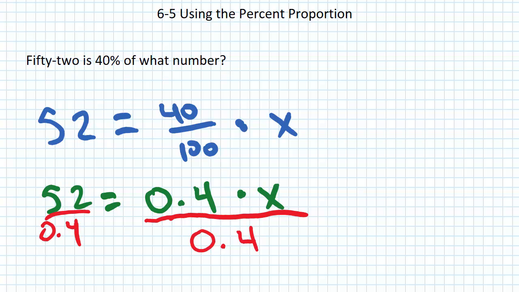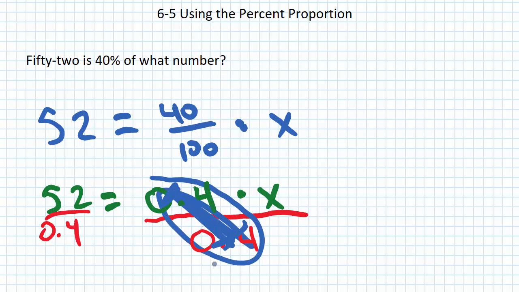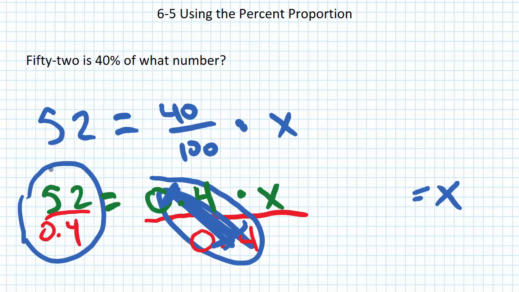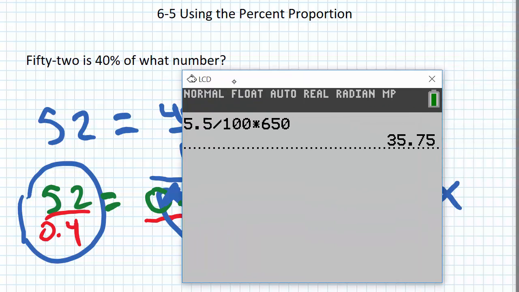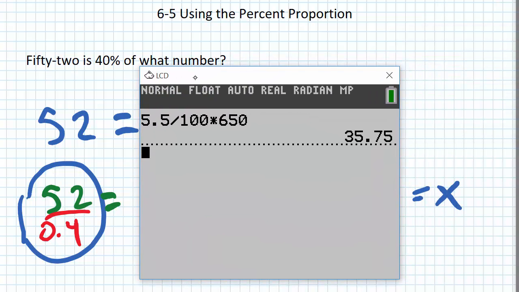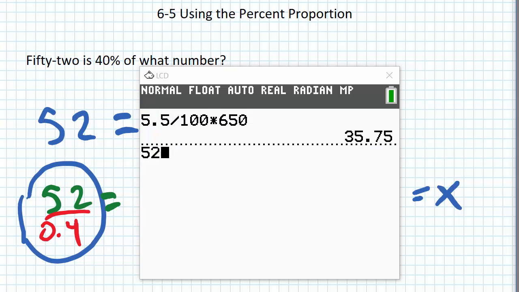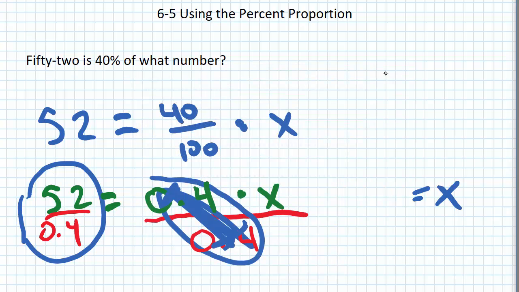and I get the fact that 0.4 over 0.4 gives me a factor of 1. So I get on the right x equals, and on the left I get 52 divided by 0.4, and that is, let's check my calculator, there we go, 52 divided by 0.4 gives me 130. So the same answer, of course, because it's the same question, it has to be the same answer, 130.